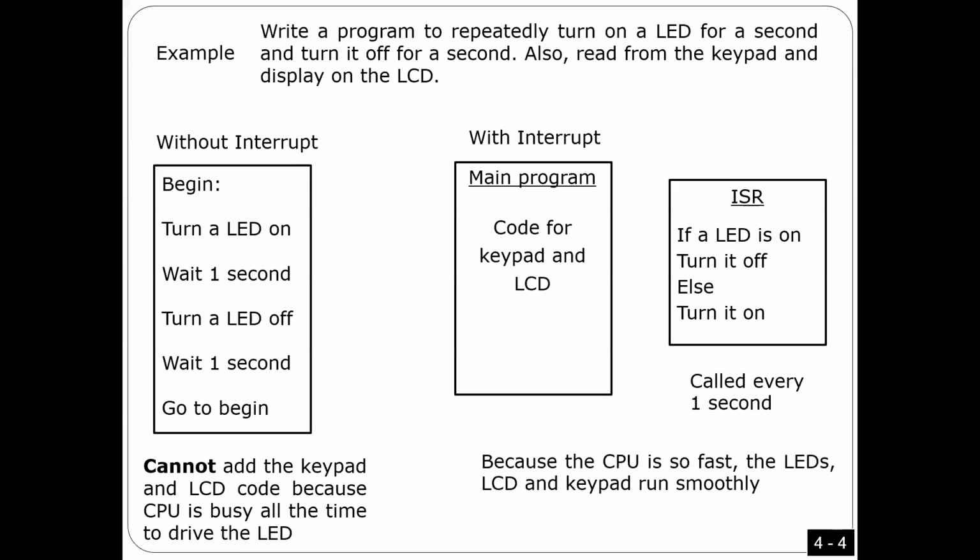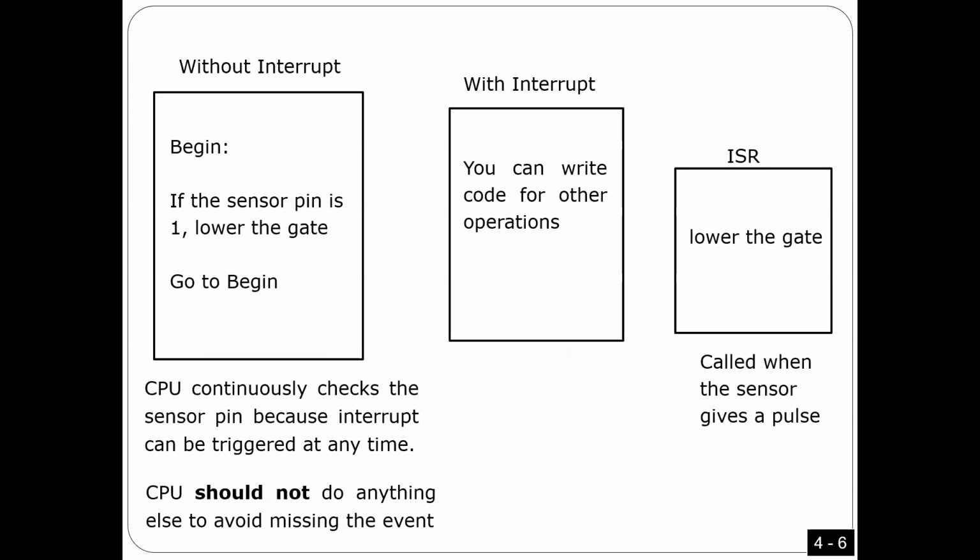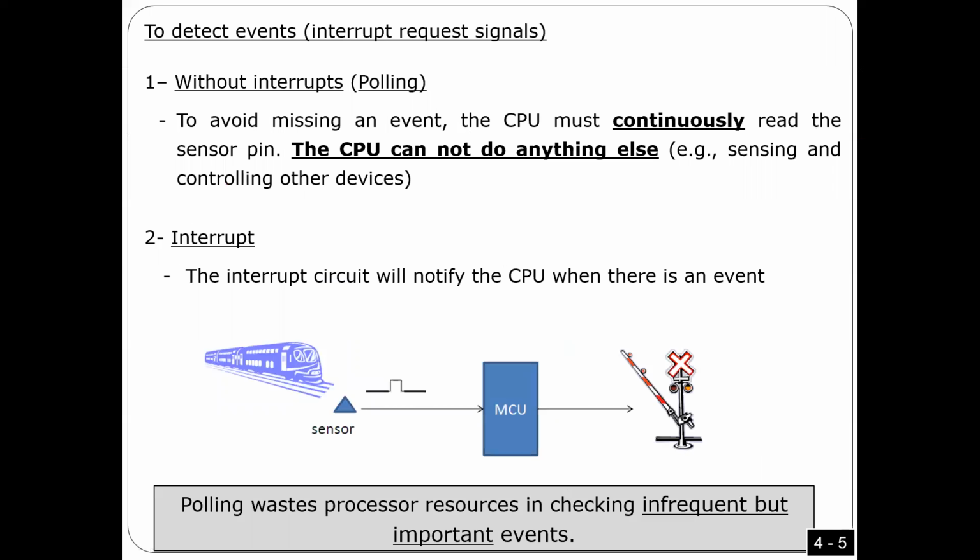Is that okay? I have another example here, guys, also to understand how interrupts are very useful. In this example, if you want to detect events without using interrupts, for example, I want to repeat the same example here.